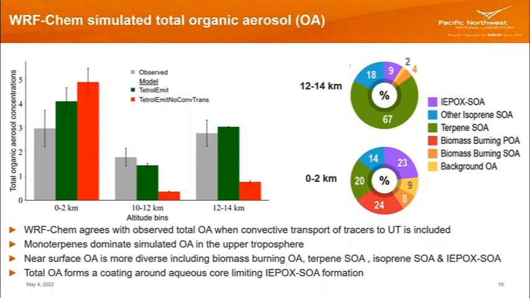And then you have monoterpenes and sesquiterpenes, which are lumped into the terpene SOA category. Near the surface, you also have biomass burning primary and secondary organic aerosol. But in the upper troposphere at 12 to 14 kilometers, we see much less biomass burning contribution.